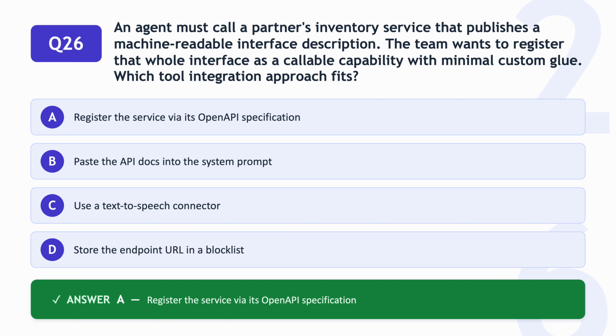Foundry agents can use OpenAPI defined tools so the agent understands available operations, parameters, request-response schemas, authentication requirements. This allows the API to be registered as a tool with far less custom development than manually building function definitions. Foundry tooling supports OpenAPI-based tool integrations for agents.